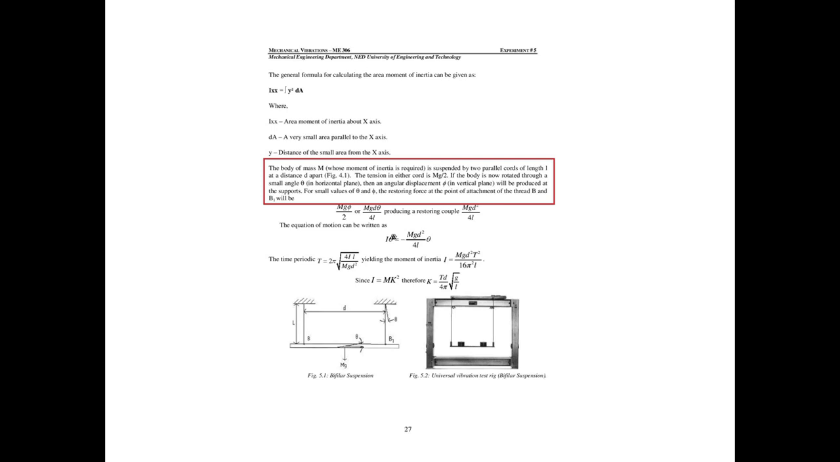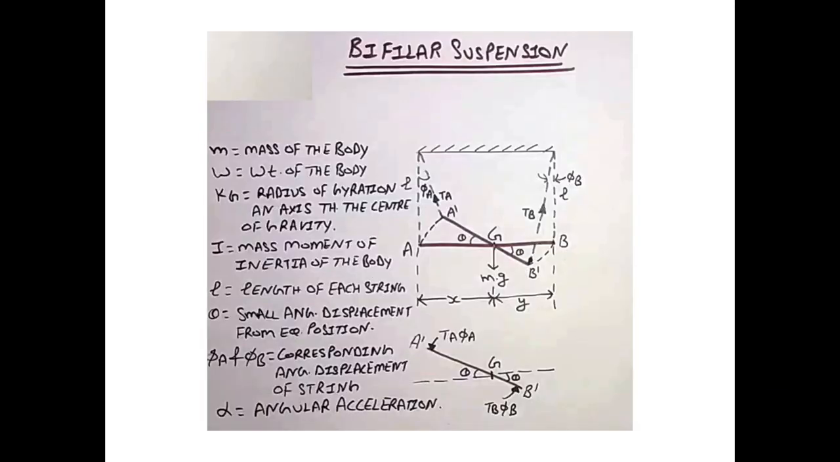So here we have two types of displacement. One is the theta displacement, and the other displacement is in the vertical plane, which is phi, which is produced at the supports. First of all, we will draw the free body diagram of the small angular displacement which body AB acquires after getting a small twist. This small displacement for the body AB is theta, and for the string it is equal to phi A or phi B. First, we suppose that the body is at rest, at point A and point B.